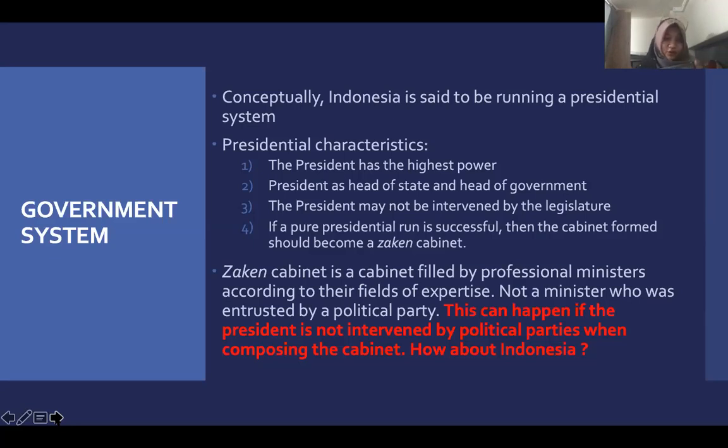So what do you think about Indonesia? I already mentioned more about the problems of Indonesia. I think you can try to make a statement. Does Indonesia use the pure presidential system, or is Indonesia in the middle, where we want to apply the presidential system, but in practice we cannot? And why? That's the big question, and you have to give your opinion about the Indonesian government system.